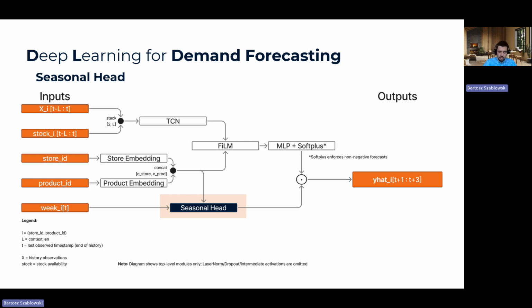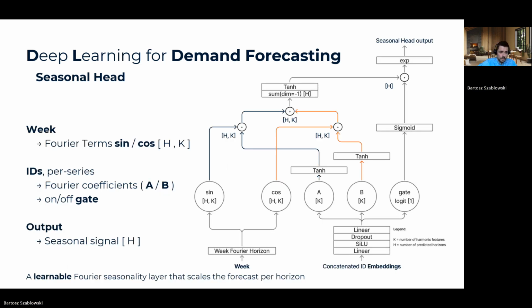To account for seasonality, I'm adding an extra branch called the seasonal head. It doesn't try to predict future demand by itself. Instead, it tries to answer the question: for this store-product pair and for future weeks, should the forecast be seasonality-adjusted up or down? So now let us move to the details of this seasonal head, what produces this seasonal factor, which later will adjust our forecast up or down.